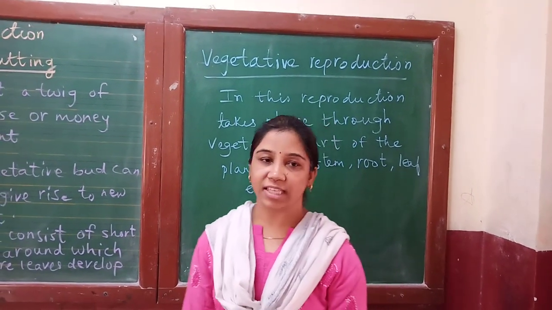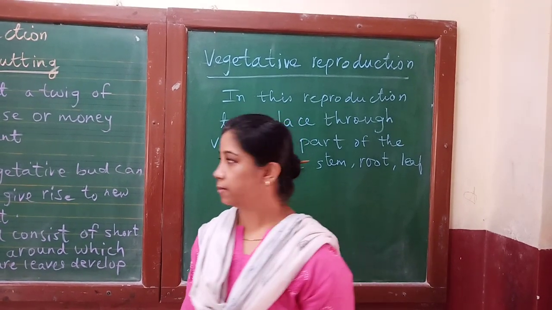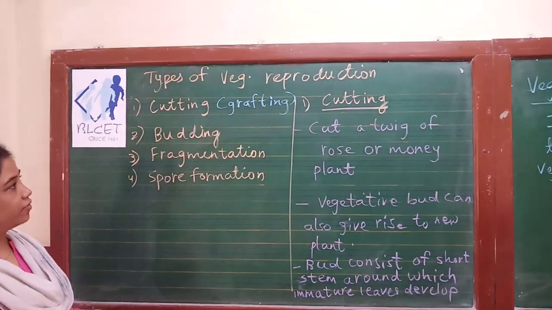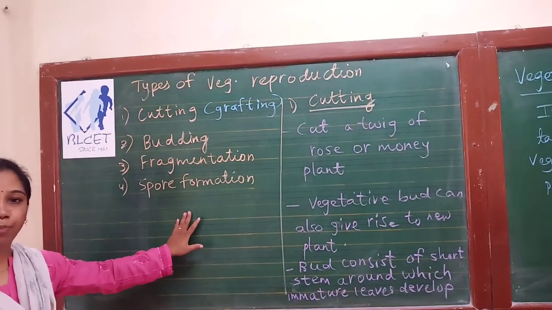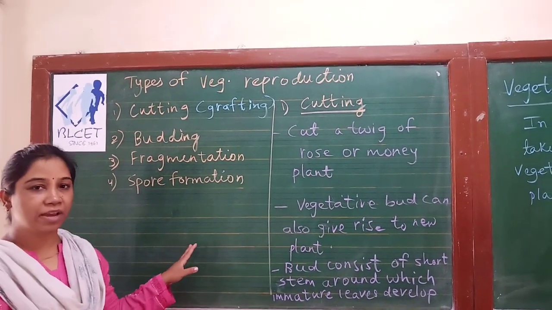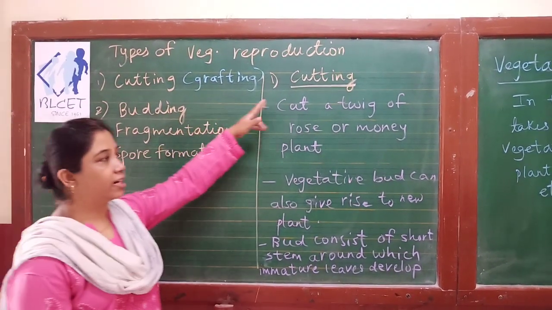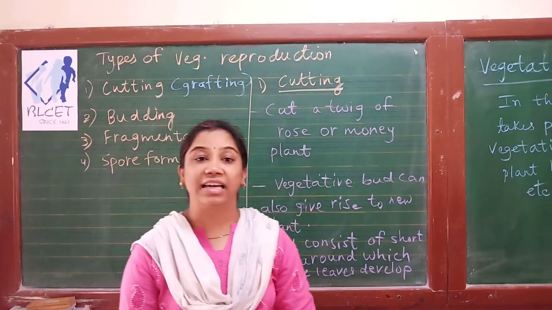Okay. Now we see types of vegetative reproduction. Children, types of vegetative reproduction are cutting, budding, fragmentation and spore formation. We see this one by one. First we see about cutting. Cutting is also known as grafting.